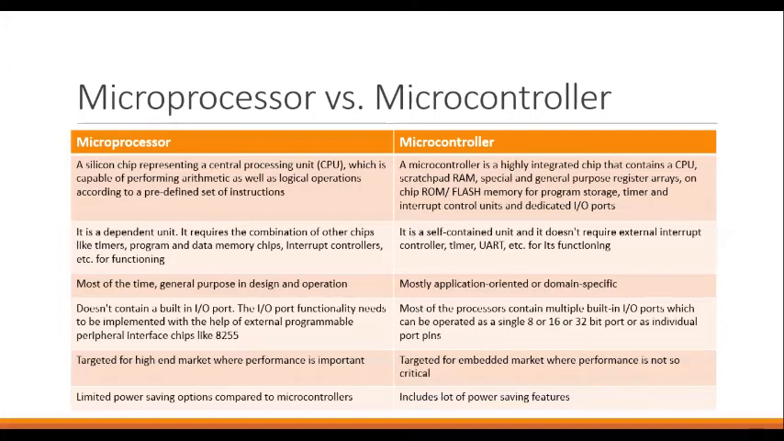Microprocessors are normally targeted for the high-end market where performance is important, whereas microcontrollers are targeted for the embedded market where performance is not so critical. In microprocessors, there are very limited power saving options compared to microcontrollers, whereas microcontrollers have a lot of power saving features. So these are briefly the differences between microprocessors and microcontrollers.